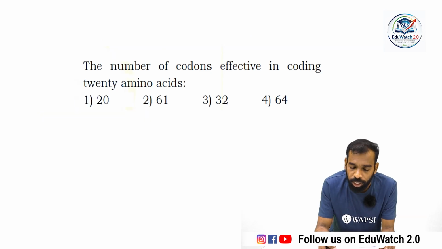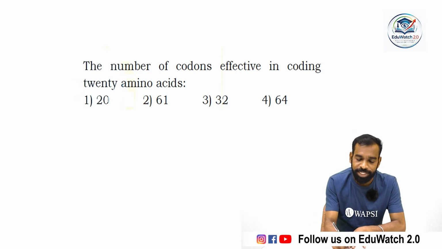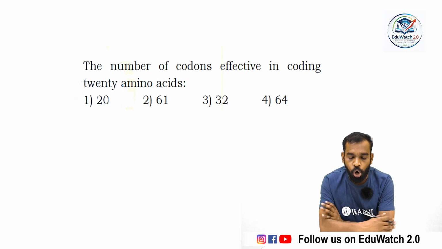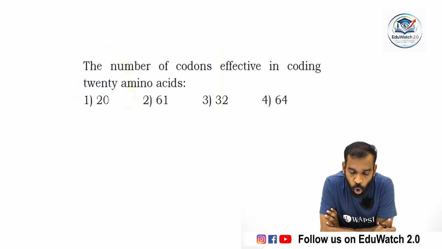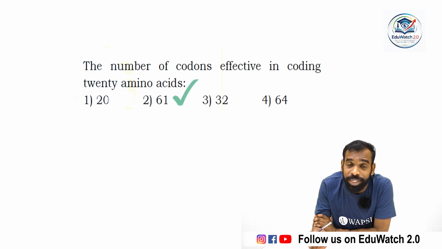The number of codons effective in coding 20 amino acids. It's correctly mentioned in NCERT textbook. Option 1, 20. Option 2, 61. Option 3, 32. Option 4, 64. Option 2 is the correct answer. 61 codons are very much effective for coding 20 amino acids.